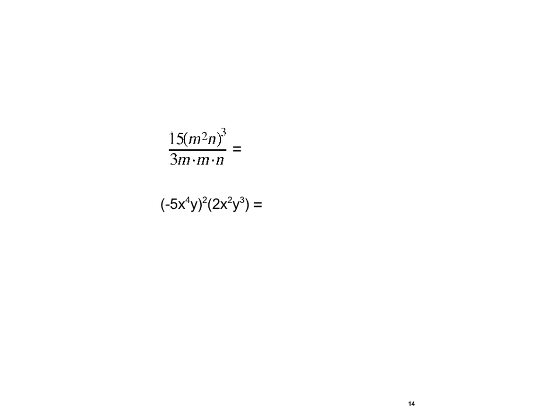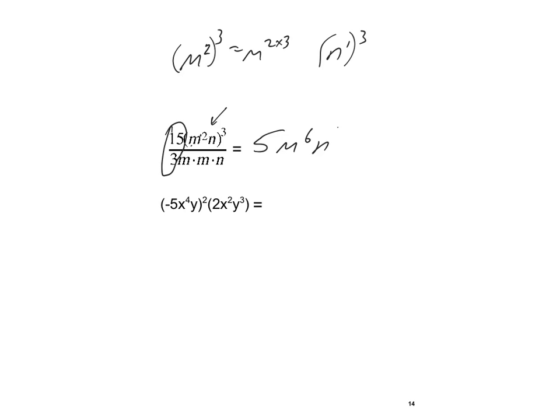One like this here, you've got 15 over 3. Well, 15 over 3 is 5. Okay. Uh-oh, now we've got a little bit of a power to a power situation. So we've got m squared to the third, which would be m to the 2 times 3. Okay. So that's m to the sixth. And then we've got n to the first to the third. So that would just be n to the third. Okay. So again, what we've done there is power of a power with each of these.